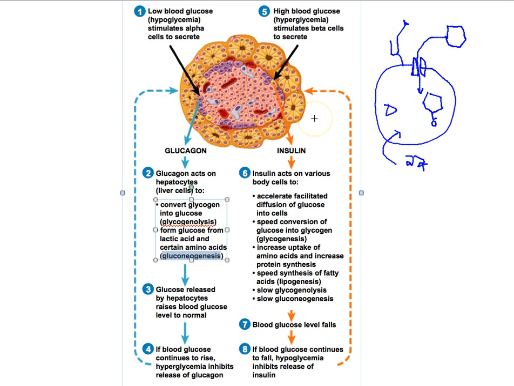So even though this looks like a pretty straightforward analysis, I want to make sure you're paying attention to the fact that, hey, without insulin, we don't get glucose into cells. If we don't get glucose into cells, we do not survive.